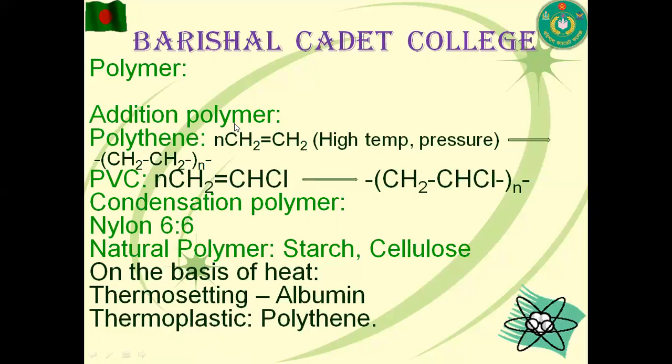Here, the first one is addition polymer, polythene. Many ethene molecules react with each other in presence of high temperature and pressure with an organometallic compound. The product is a polymer. Here, the two ends of carbon combine with different monomers to form a polymer. Polyvinyl chloride is another addition polymer. Many vinyl chloride molecules react with each other in presence of high temperature and pressure to form polyvinyl chloride.